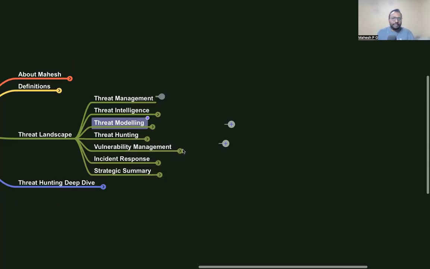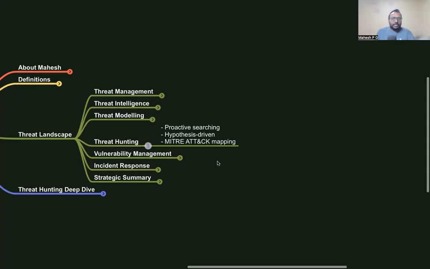It itself is a very big topic. Then coming to threat hunting. Threat hunting is about what we cannot see and predict.